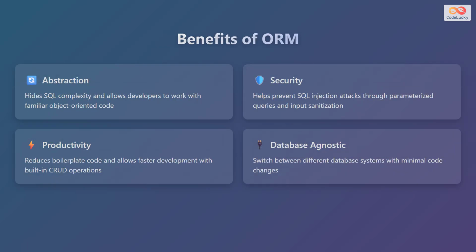Now, let's discuss the key benefits of using object-relational mapping. First, abstraction. ORM hides the complexities of SQL, allowing developers to work with familiar object-oriented code. Second, security. ORM helps prevent SQL injection attacks through parameterized queries and input sanitization. Third, productivity. ORM reduces boilerplate code and allows faster development with built-in create, read, update, and delete operations. Finally, database agnostic. You can switch between different database systems with minimal code changes, thanks to the abstraction provided by ORM.